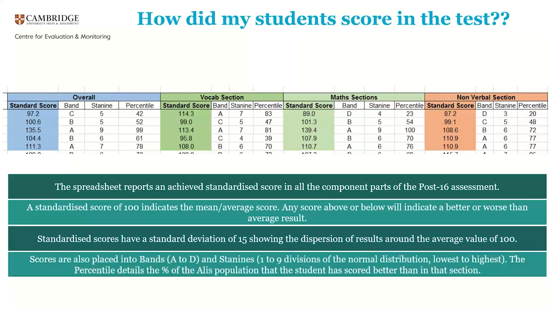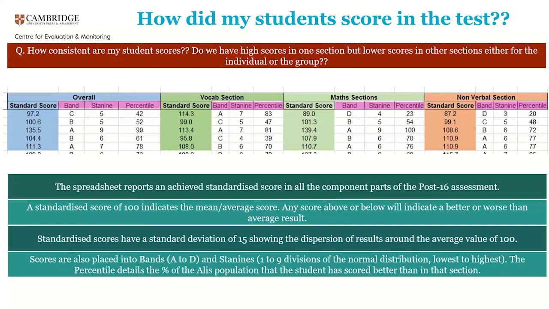And then, as we said there, we've got some additional measures, the bands, the stanines, and the percentiles as well. So we have the data in table format, like we can see here. And as I mentioned at the start there, it's looking for the consistency. Does one achieved score stand out compared to maybe the rest of the student profile? Is it just for one student, or are we seeing that across all students in the group?